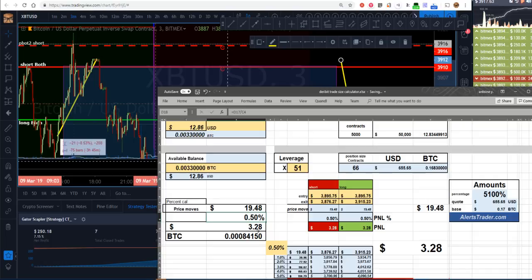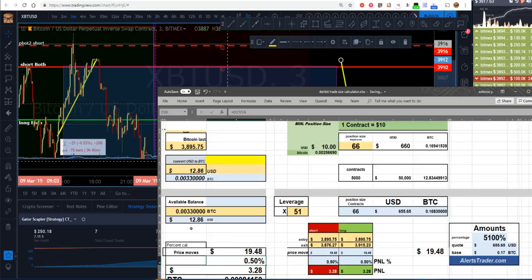Now we're looking at half percentage points for a reason. Because if these contract sizes go higher, like say somebody says, hey man, I got $10,000 instead of 12. I'm gonna mark this 12.86, sorry. All right, mark that off.